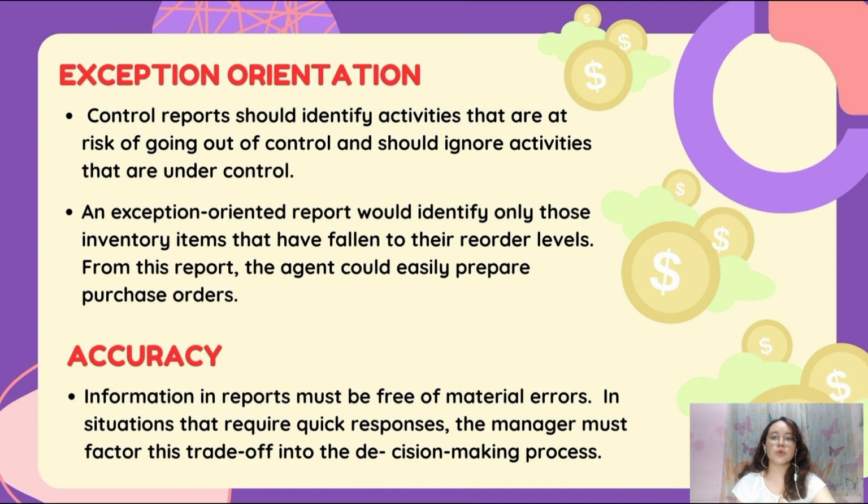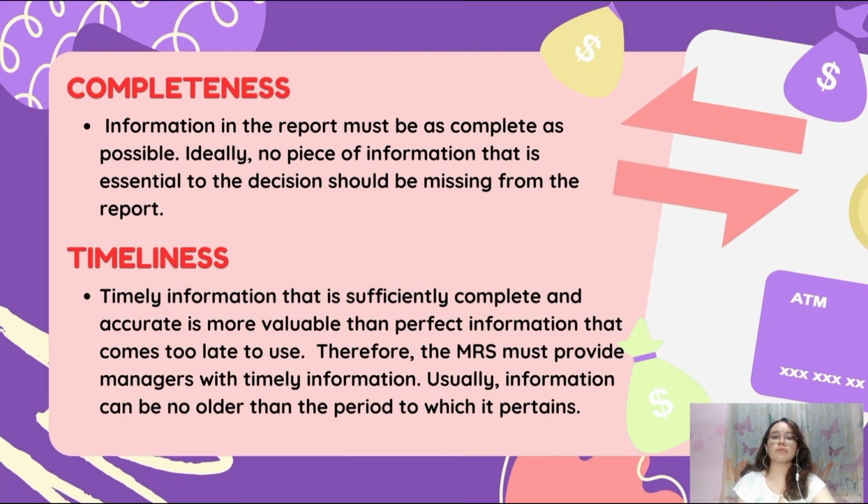The fifth attribute is completeness. Information must be as complete as possible. When referring to data, information, and reports, completeness means making sure that all pertinent information, elements, and details are included. Ideally, we don't want a piece of information that is vital to the decision missing from the report. Like the attribute of accuracy, we sometimes must sacrifice completeness in favor of timely information.